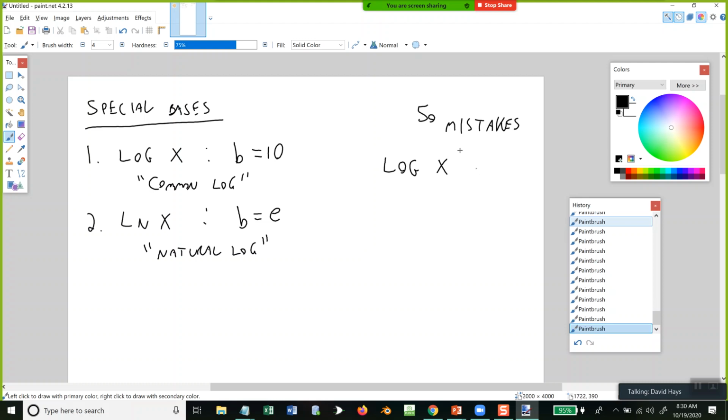Those of you who are going on in mathematics, log is never uppercase. It's always lowercase.